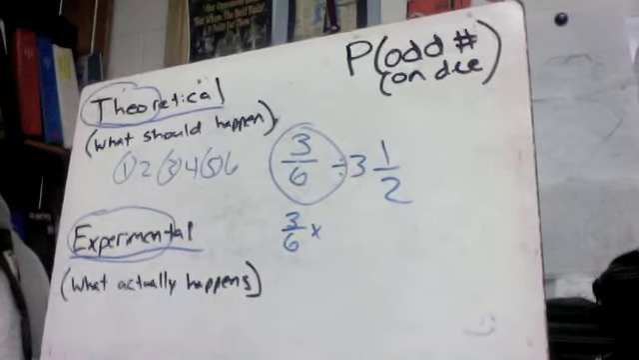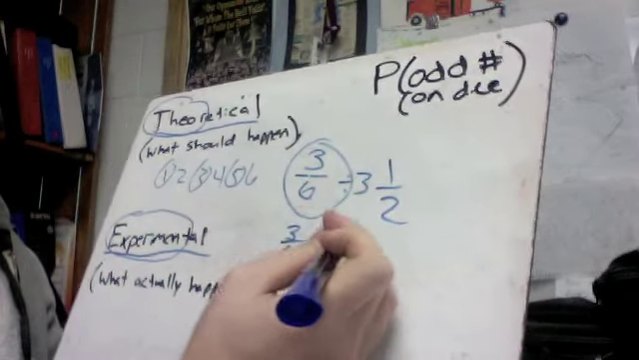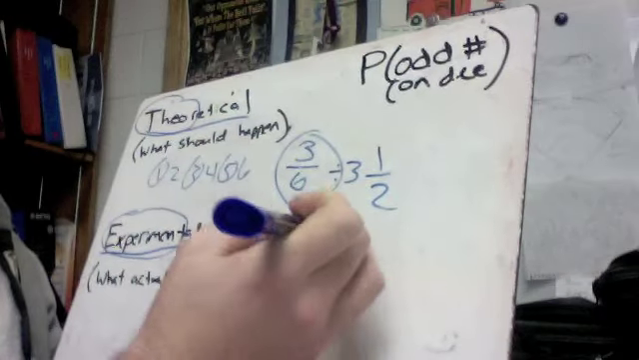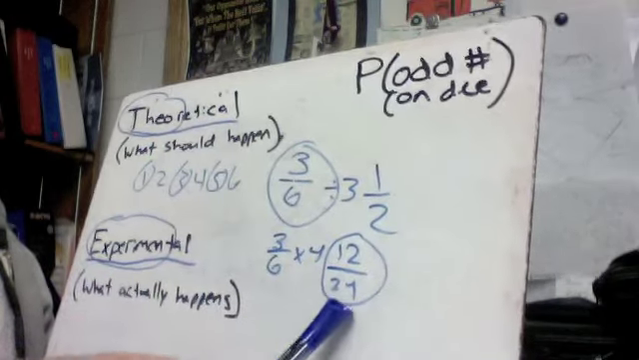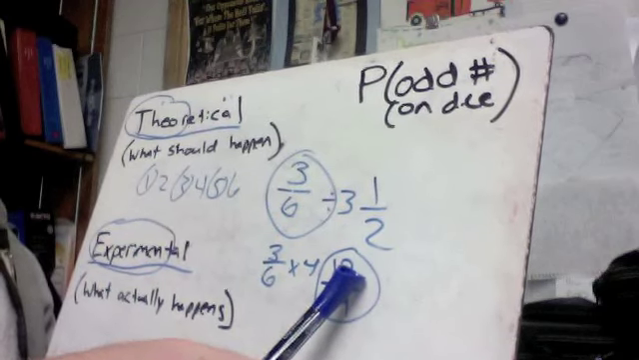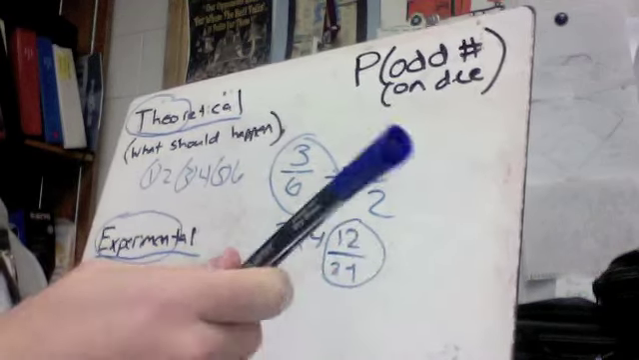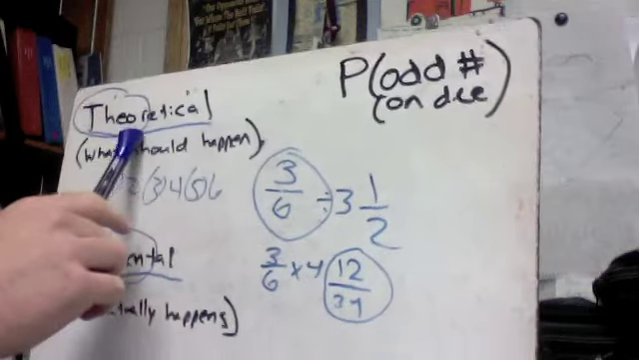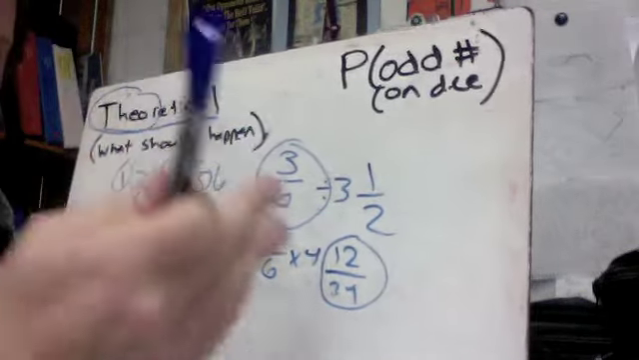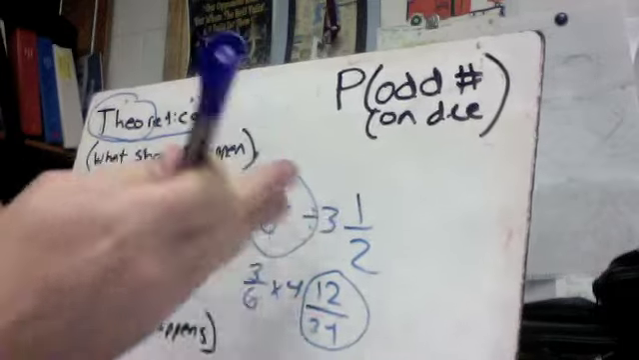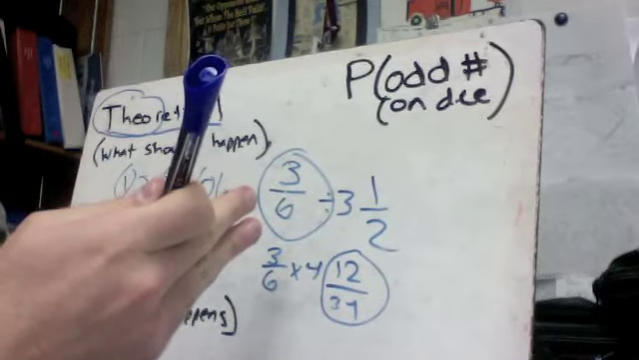equal fraction you can multiply by anything. Maybe I multiply by 4. 12 24s. Okay? Maybe I say out of 24 rolls I'd expect to get 12 odd numbers. Okay? That's good. That's a theoretical probability, or what should actually happen given the circumstances.